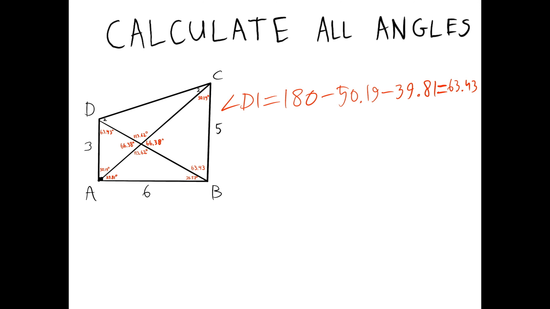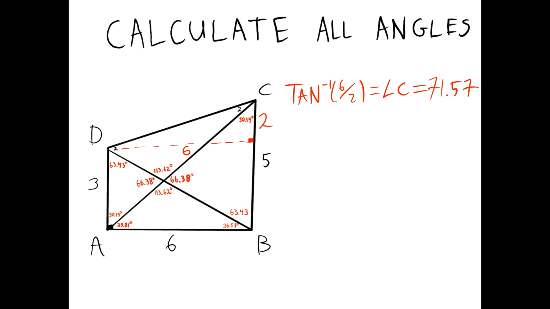After we have done this, we can start to calculate angle C. First we calculate angle C1. We do this by tangent angle C is 6 over 2. Angle C is inverse tangent of 6 over 2. Angle C is 71.57. After we have done this, we can calculate angle C2. Angle C1 is 71.57. Angle C2 is 71.57 minus 50.19 is 21.38.